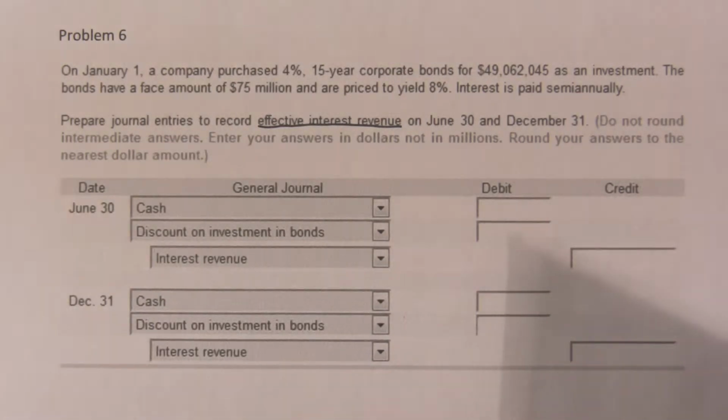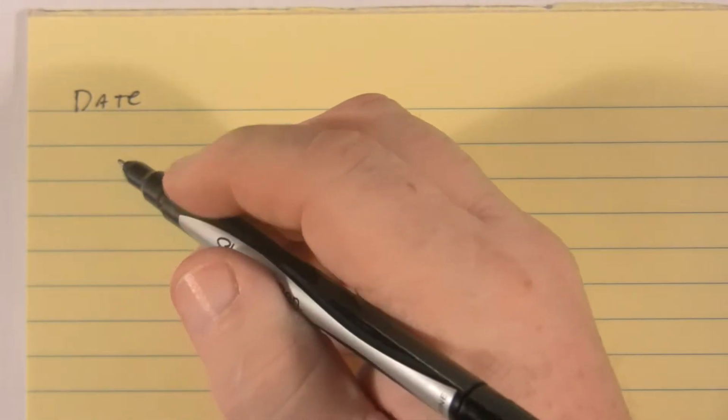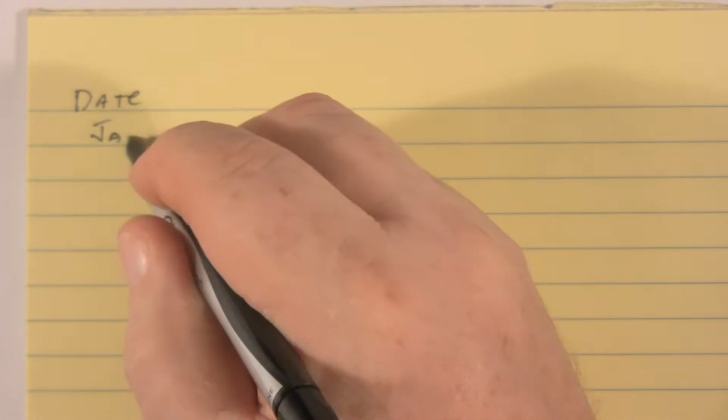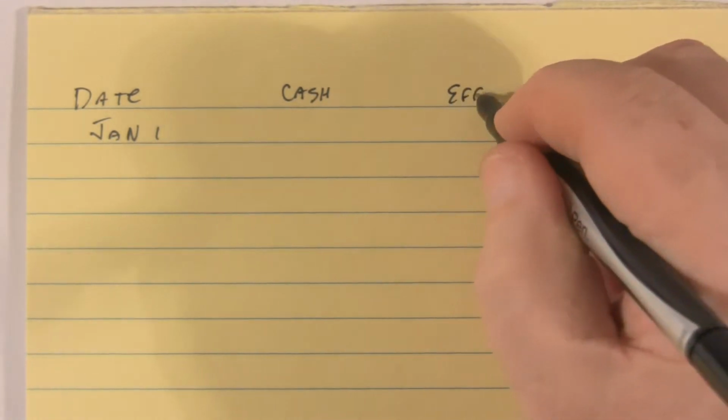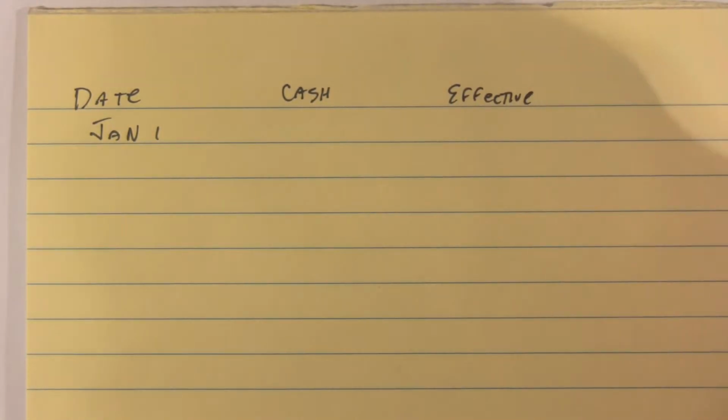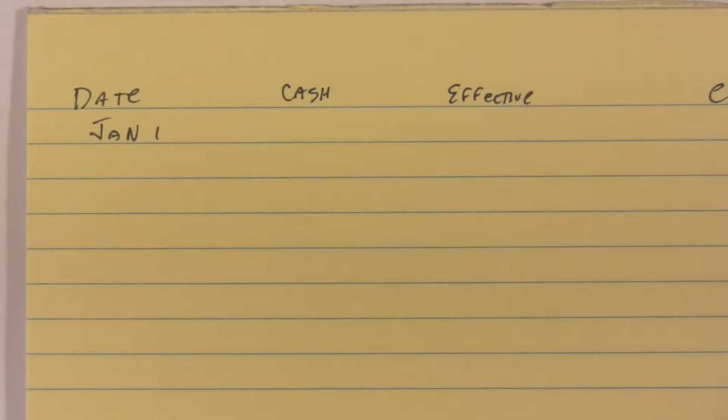Whenever I'm faced with a problem like this, I like to do a little chart, okay? I'm going to start with the interest dates. We have two interest dates, and January 1 we purchased it. So we need to know how much cash is going out, we need to know the effective interest, and we need to know the carrying value, because the effective interest is always market rate times carrying value.